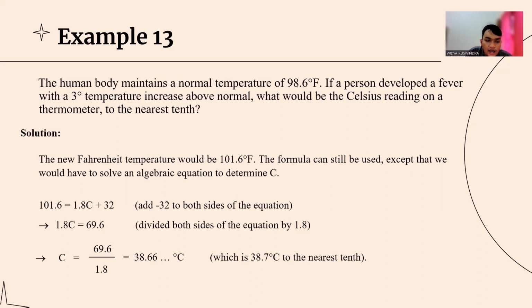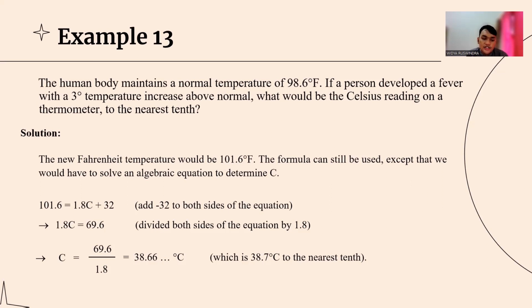Except that we would have to solve an algebraic equation to determine C. So, 101.6 equals 1.8 Celsius plus 32. The next step is to add minus 32 to both sides of the equation, and we get 1.8 Celsius equals 69.6. And the next step is to divide both sides of the equation by 1.8.